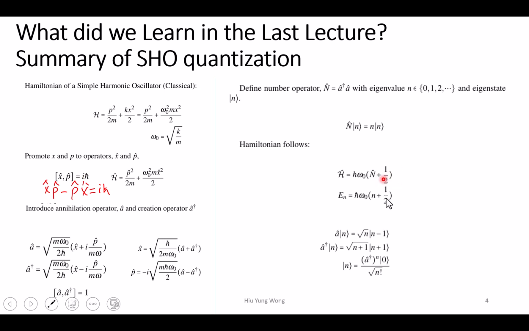For example, if you remember where the 1/2 comes from, it is due to the commutation of A and A dagger, because it equals 1. If it was 0, then this would be 0, and when n equals 0, I wouldn't have any energy. But now, even when n is 0, I still have the vacuum energy, the ground state energy that we cannot understand from a classical perspective.